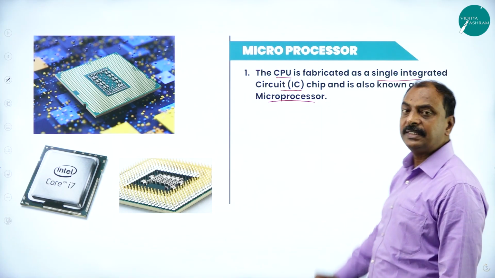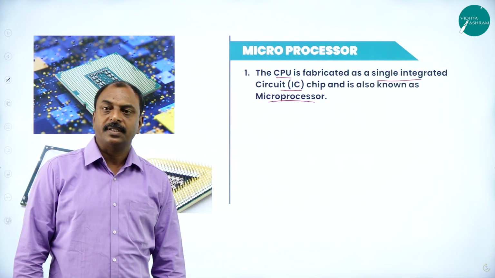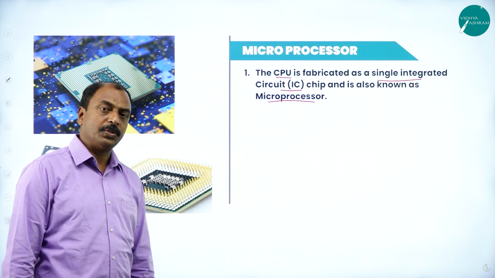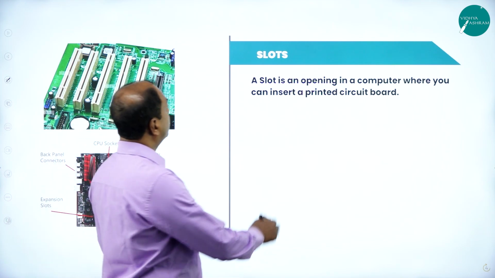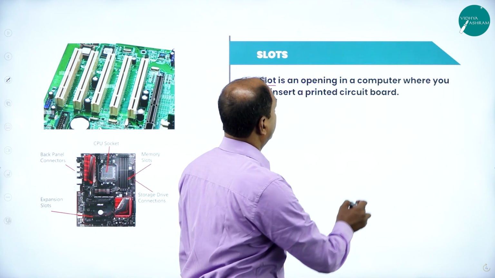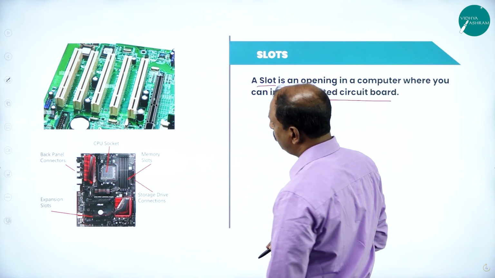Inside this, it consists of the ALU, that is the arithmetic logic unit, the control unit, as well as the memory unit. So this is the microprocessor. And the next component we have is slots. What are slots? Slots are nothing but an opening in a computer where you can insert a PCB, or printed circuit board.